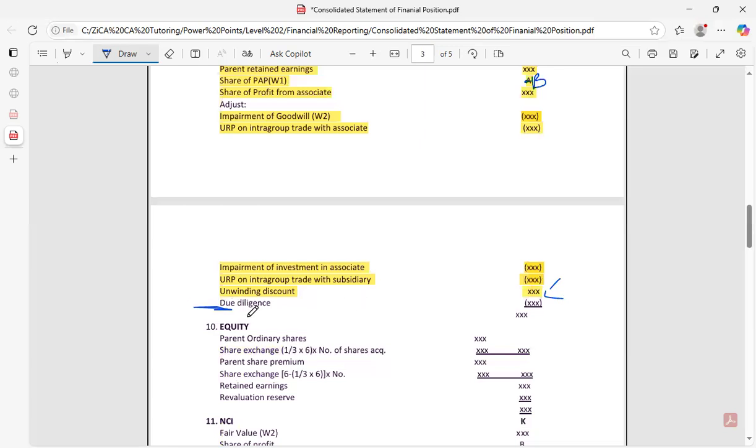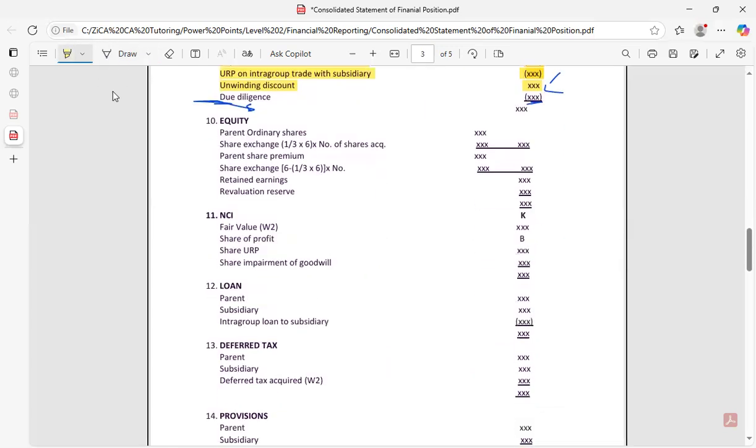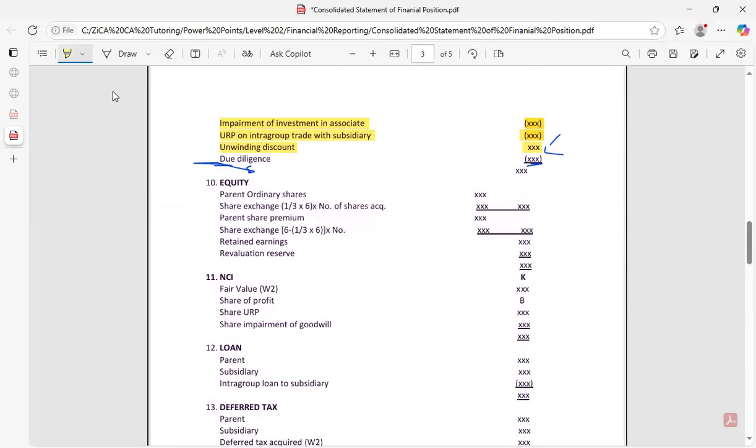And then you also have due diligence. You deduct. So what does due diligence mean? So when you're acquiring this business, instead of you just going and paying, you first engage a consultancy company, and then they review the performance of the business. They review the nature of the business, so that at least you can have an idea of whether to buy the business or not. This is what we call due diligence. Those are due diligence costs. So if there are any due diligence costs, you deduct.